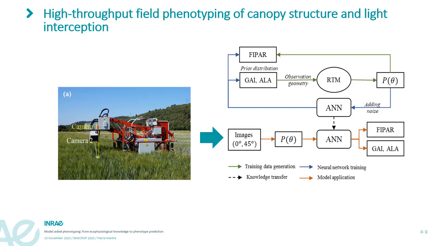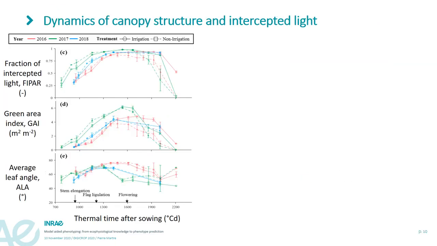So we phenotyped a large number of canopies using a phenomobile equipped with 2 cameras placed at 0 and 45 degrees from the vertical. And we used this neural network to estimate these 3 parameters. I am presenting here, as an example, results for one durum wheat variety grown over 3 consecutive years in the south of France under irrigated and non-irrigated conditions.